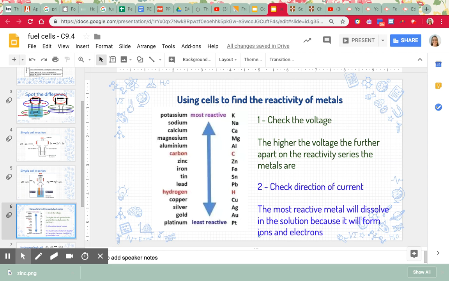And both of those answers are great for the question, how can you use a cell to find the reactivity of metals? So find the one that you're comfortable with, find the experiment that works in your brain, and stick with that one. You only need to remember one of those two things.